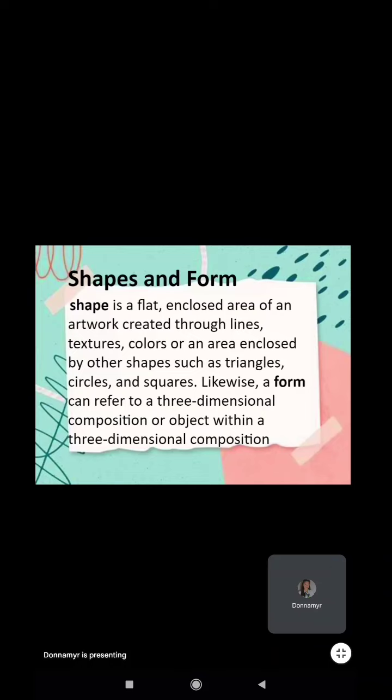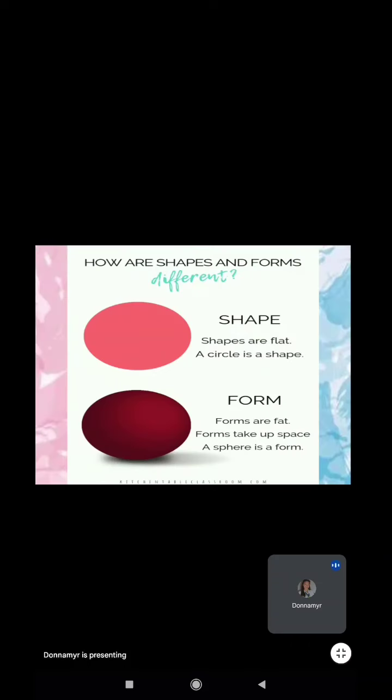So, ito ang pagkakaiba ng shape and form. So, kung mapapansin nyo, shapes are flat. A circle is a shape. So, while in a form, makikita nyo na may naka-emphasis na shadow na parang siyang realistic na bola. Unlike shape, forms are fat, forms take up space. A sphere is a form.